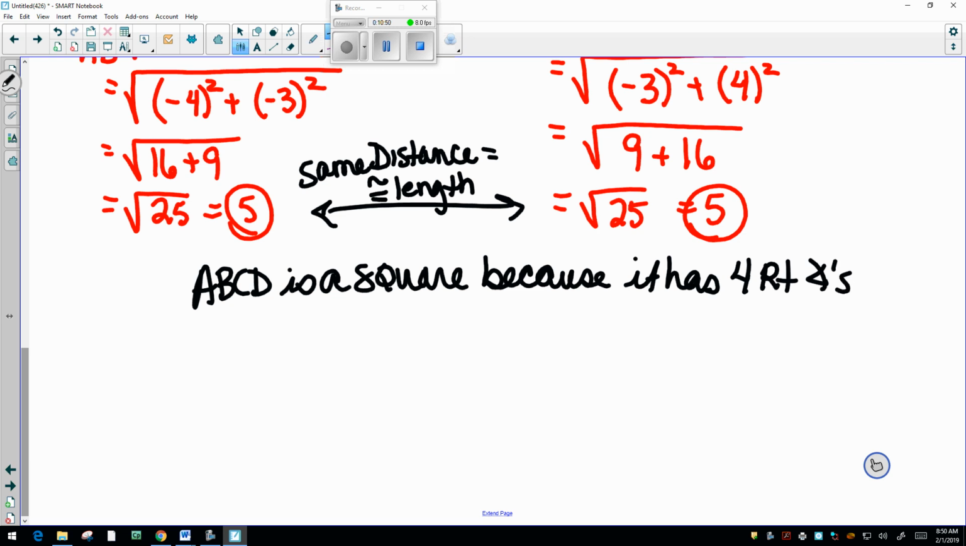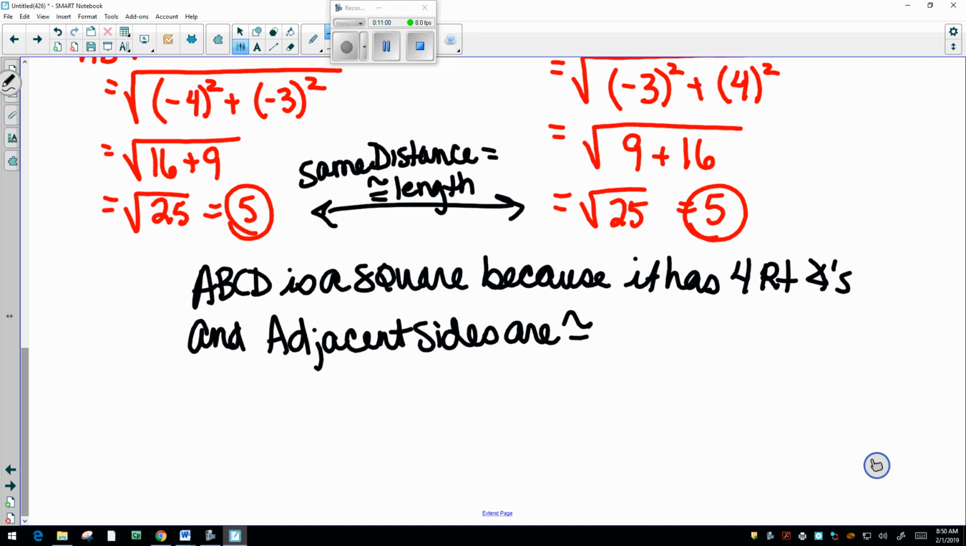Here's the key thing though. And our adjacent sides are congruent, which means it has to be a square.